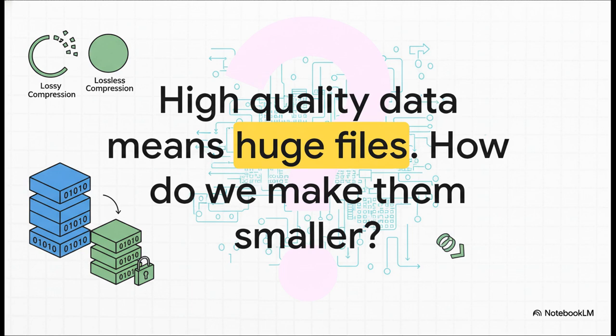So we've seen that all this high-quality data, the best images, the best sounds, means absolutely huge files. And that leads us to the next big question, and the topic for our next explainer. Once all this data is stored in binary, how do we make those files smaller without losing everything? In other words, how does compression work?